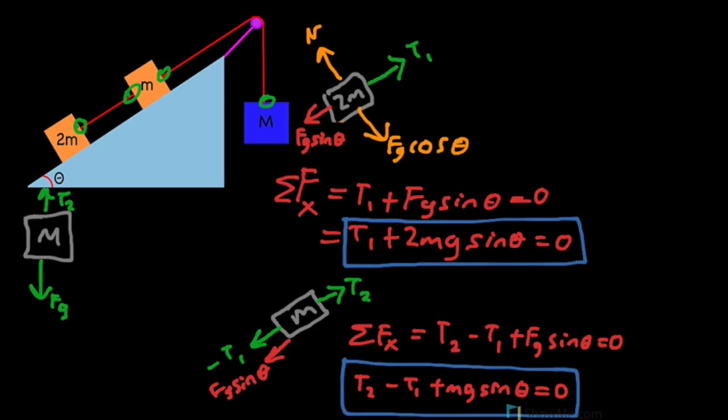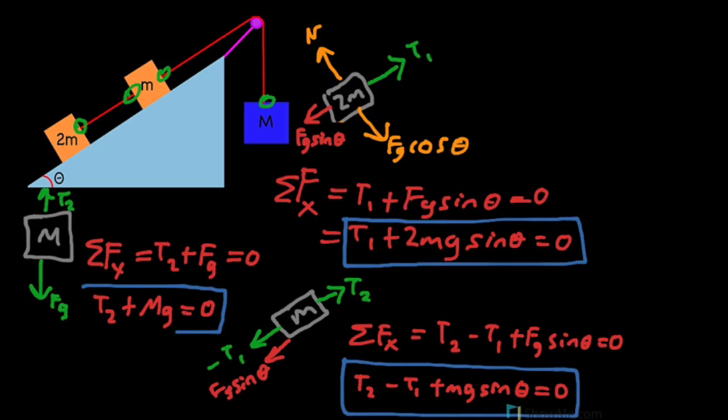So this equation will be rather simple. The sum of forces acting in this direction, which we will call the y direction, is going to equal T2 plus Fg, and will sum to 0. In other words, T2 plus capital Mg equals 0. And that's equation number 3.